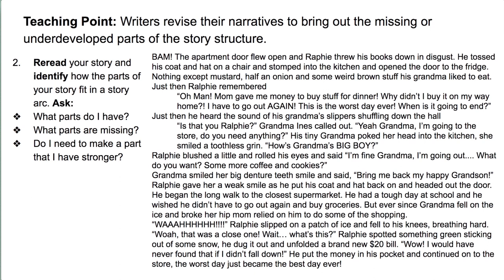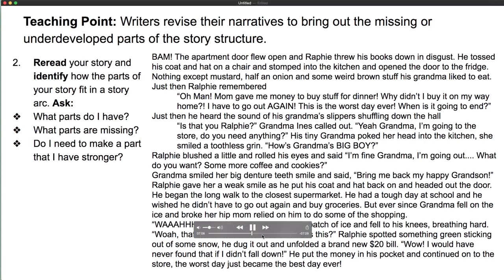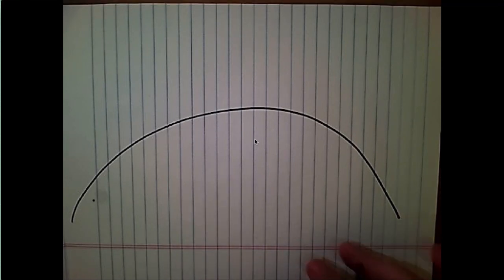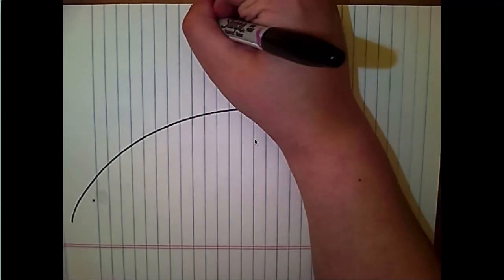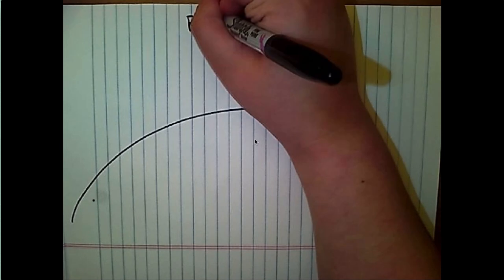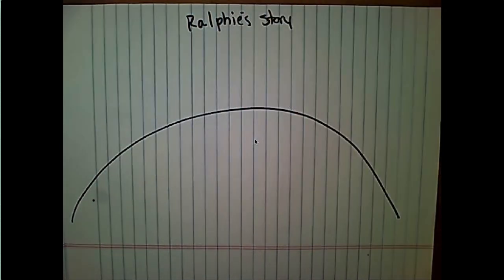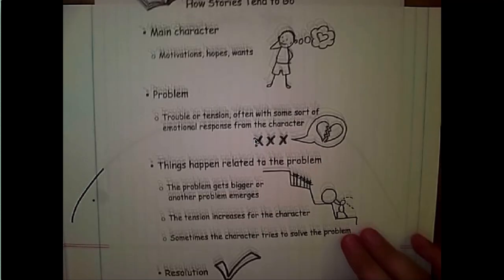Okay, so in order to do this work, the first thing I need to make sure I'm doing is putting my story on the story arc. So this is Ralphie's story. And then I want to take a look at my tool, how stories tend to go, so that I know what goes on my story arc in each place.